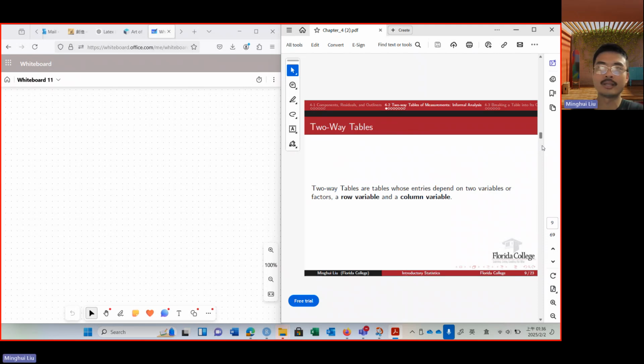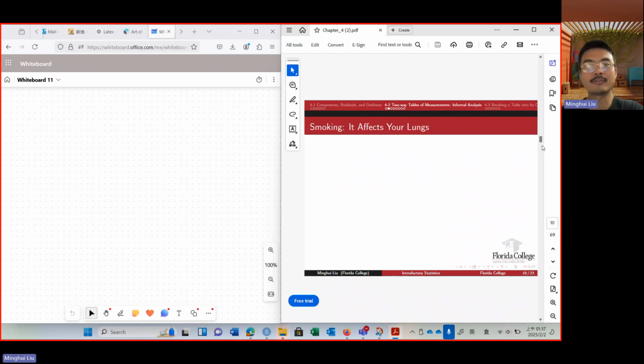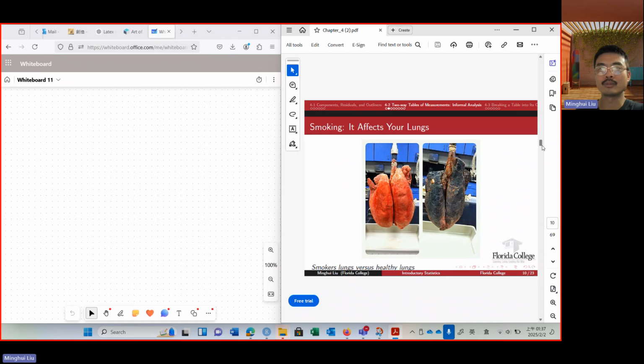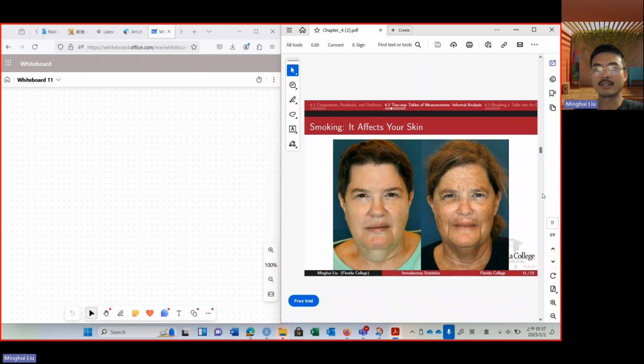Before we look at these numbers, let me just emphasize a couple of things. Firstly, smoking affects your lungs. It makes your lungs look dark, almost blackish, compared with the healthy lung. And also it affects your skin. Look at these identical twins, and you can easily tell who is a smoker and who is not.